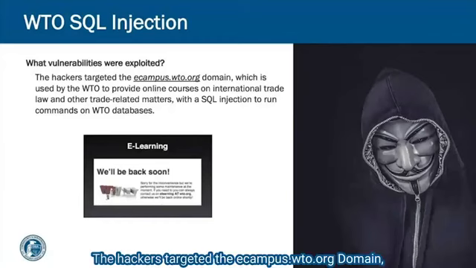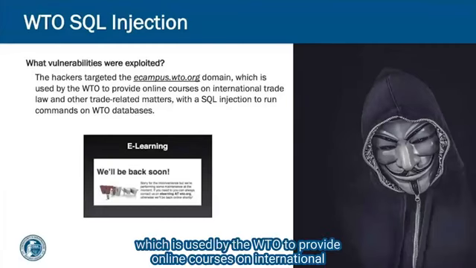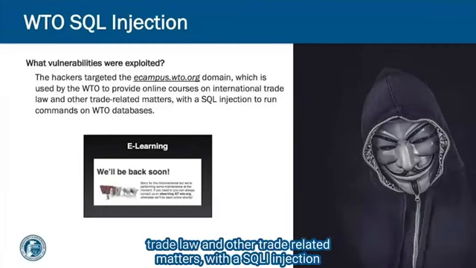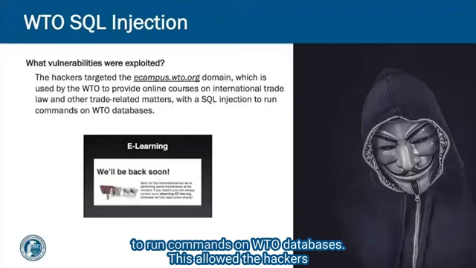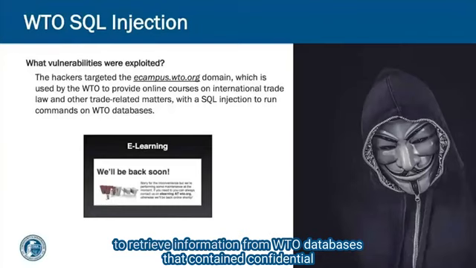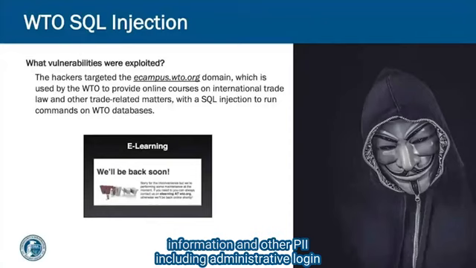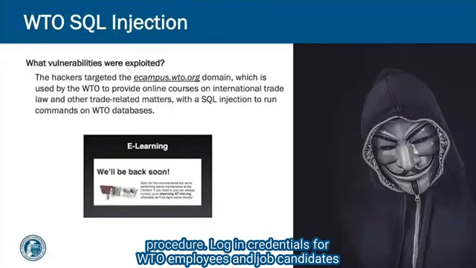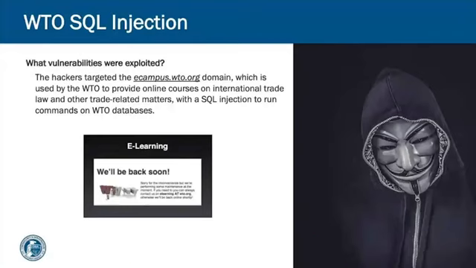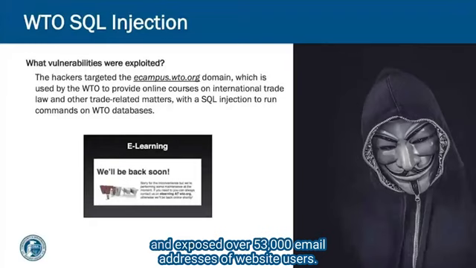The hackers targeted the ecampus.wto.org domain, which is used by the WTO to provide online courses on international trade law and other trade-related matters, with a SQL injection to run commands on WTO databases. This allowed the hackers to retrieve information from WTO databases that contained confidential information and other PII, including administrative login credentials for WTO employees and job candidates, and exposed over 53,000 email addresses of website users.